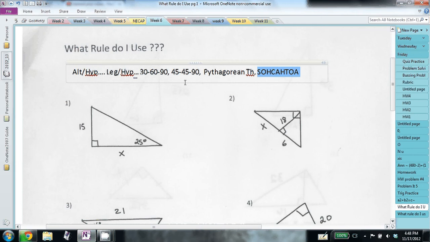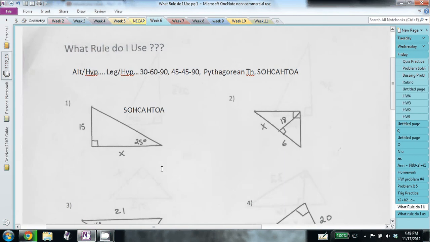So I'm kind of stuck using 30, 60, 90, 45, 45, 90, Pythagorean theorem, or SOHCAHTOA, but once again, I can't use the special right triangles, because this is a 25, 65 right triangle, which is not one of the special ones, so it doesn't have any special rules. So that means I'm down to either Pythagorean theorem or trig ratios, SOHCAHTOA. Well, I can't use Pythagorean theorem because even though I'm looking for a side, I only have one, just that 15. And Pythagorean theorem requires that you use at least two sides. So that means that I am going to be using SOHCAHTOA to find that missing side.